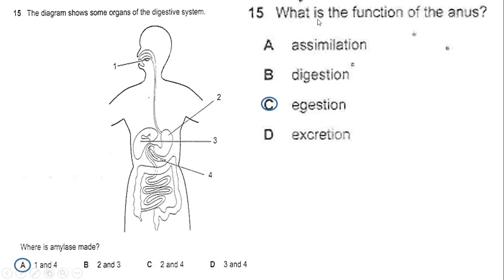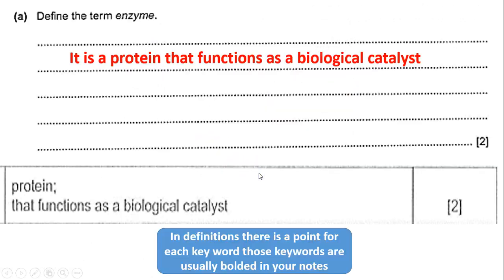What is the function of the anus? The answer is already out. Egestion, which is the exiting of the feces from the body. Define the term enzyme. The keywords here must be 2 because, yes, the marks are 2. It is a protein that functions as a biological catalyst.